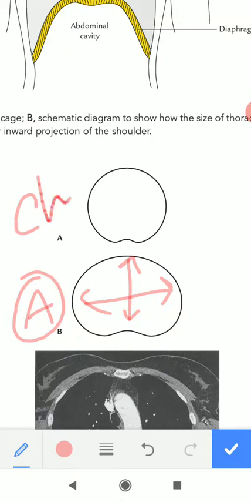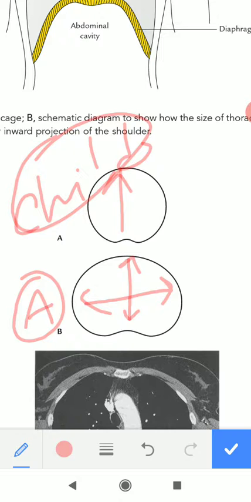And if we see a child, it looks round or kidney shaped, because look at that, the anterior posterior diameter and the transverse diameter are the same. So this is the transverse section of the thoracic cage of an adult, and this is of a child.